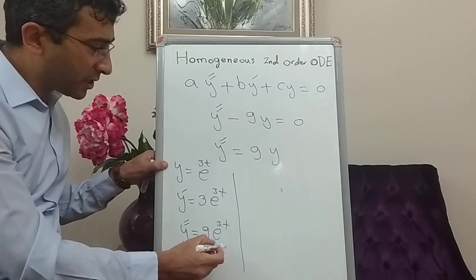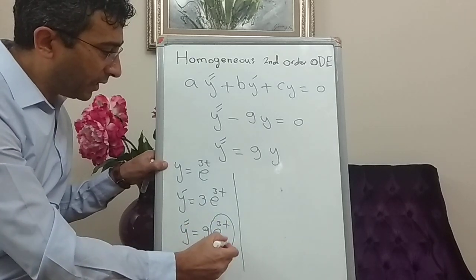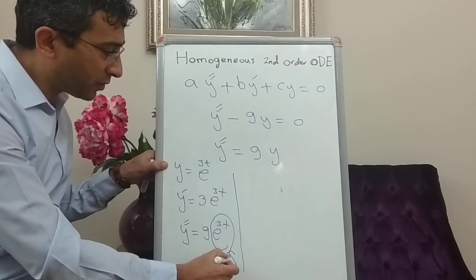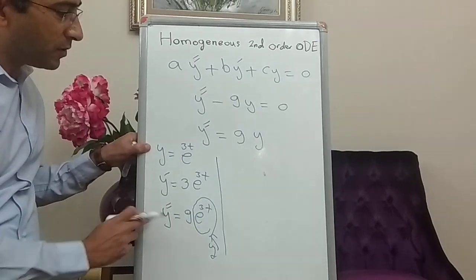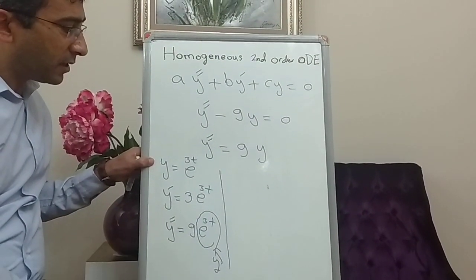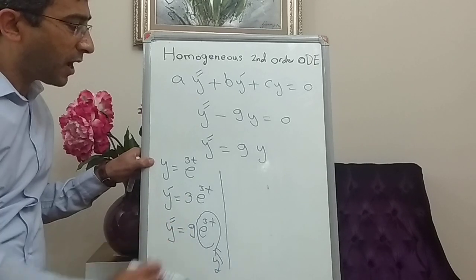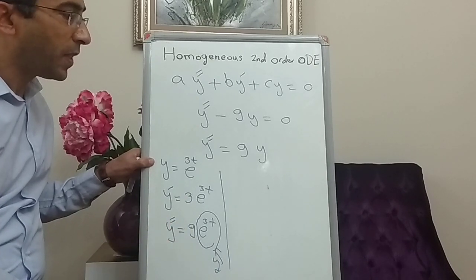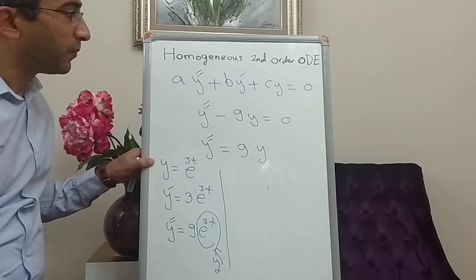This is the function itself, this is actually y here. This is your first guess: the second derivative is equal to 9 times the function itself. So this is one of the solutions.